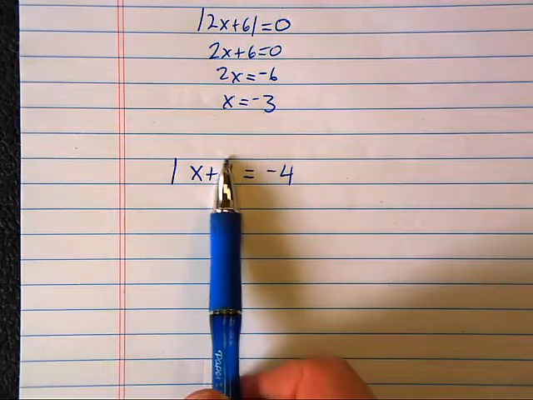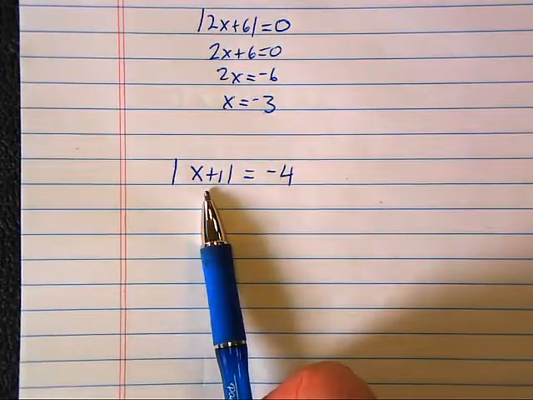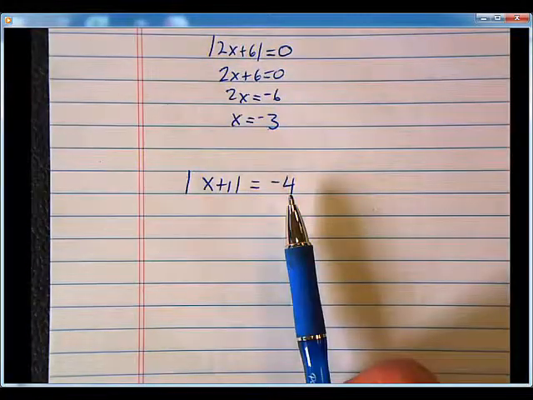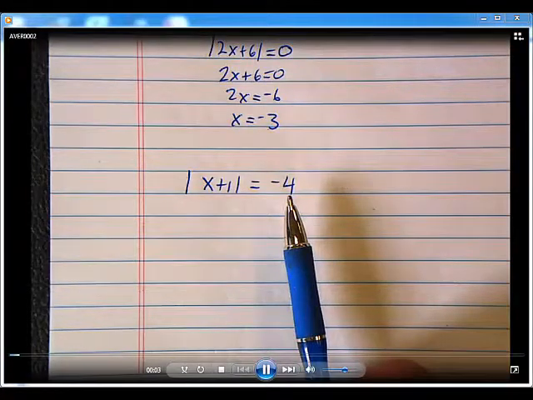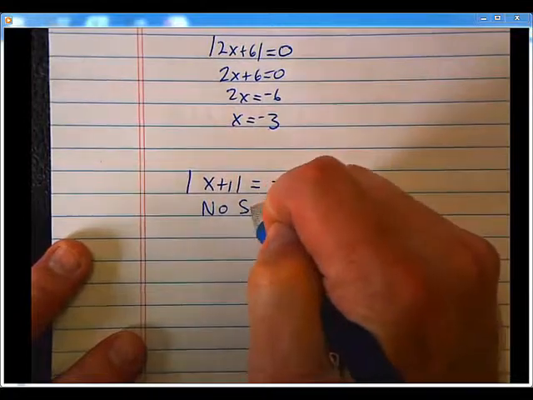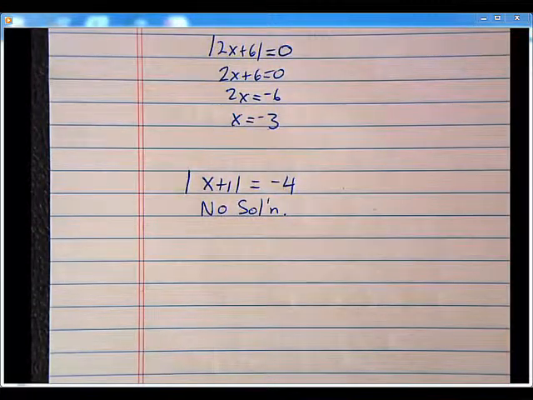On the left-hand side, the absolute value thing is always going to give you what kind of answer? It's always going to give you 0 or a positive answer. Is there any way a positive thing on the left can equal a negative thing on the right? No. So our answer would be no solution.